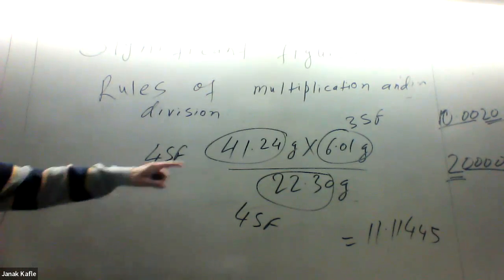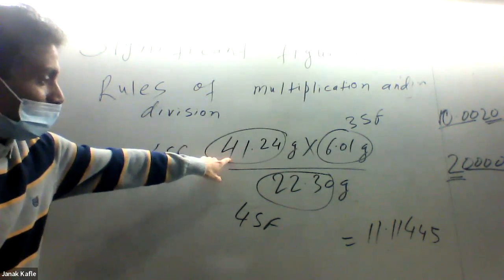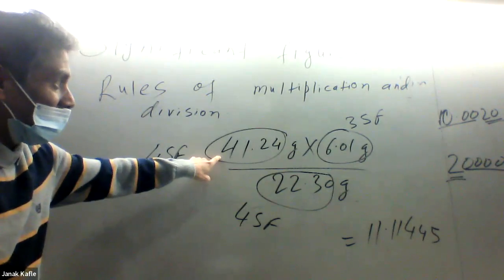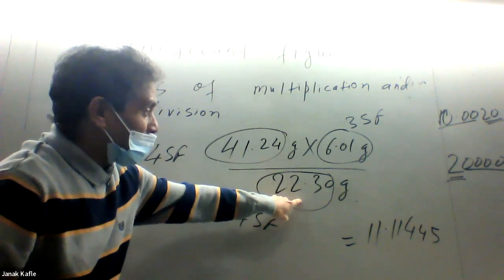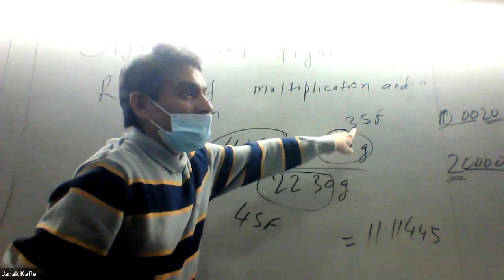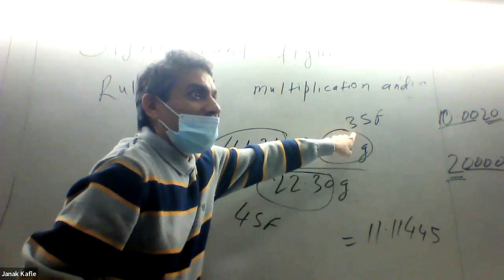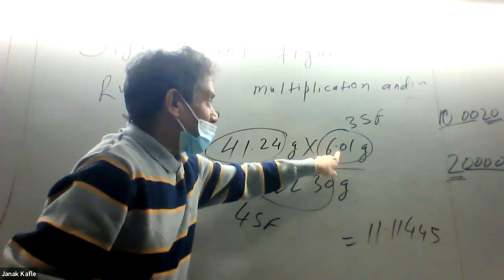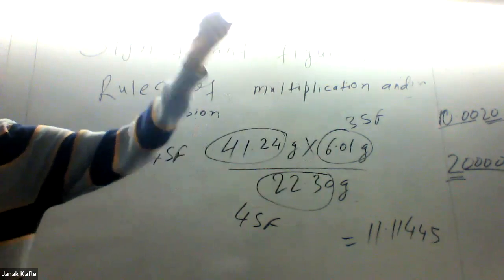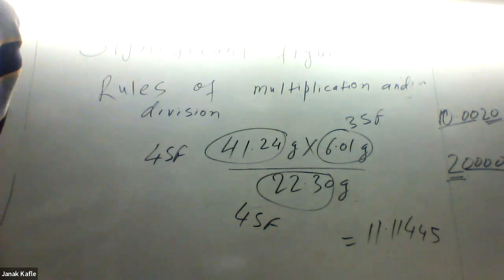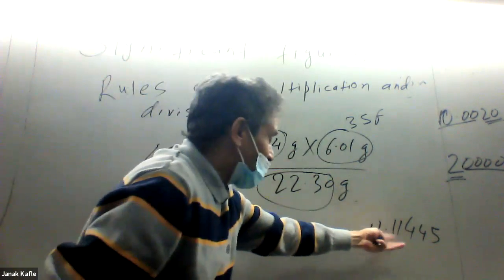So look here. There are 4 significant figures. My answer cannot look like this. I cannot report my answer in 4 significant figures. I need to look here, which has the least number of significant figures. Make sense? So this has 1, 2, 3 significant figures. So my answer must have 3 significant figures. Make sense? So I'm going to make this 3 significant figures.